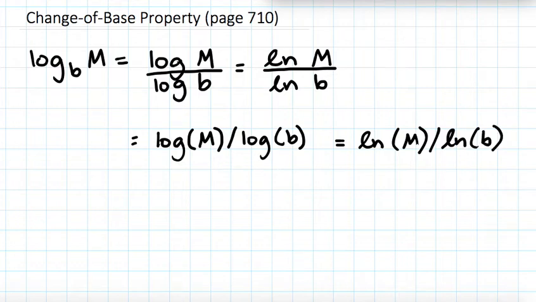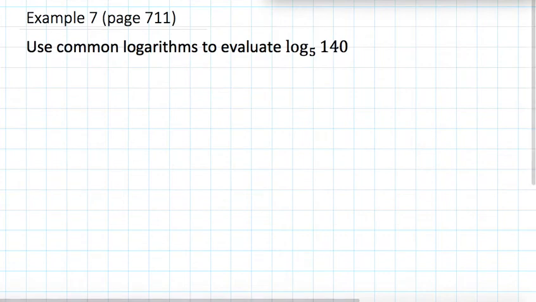So we're going to look at example 7. This is on page 711. It says to use common logarithms to evaluate log base 5 of 140. And common logarithms means that I'm using the log button, the log base 10, not the natural log. Although you can use either and you would get the right answer either way.